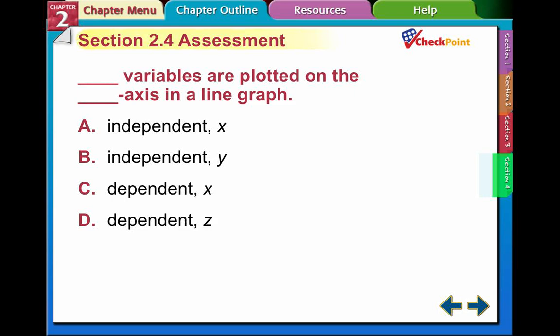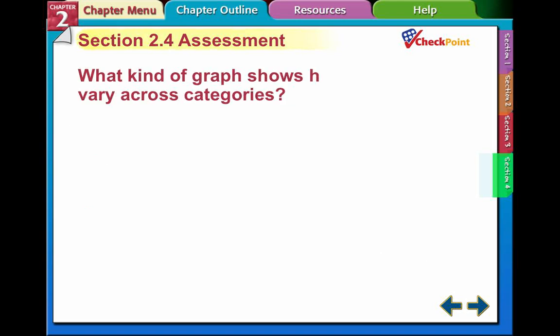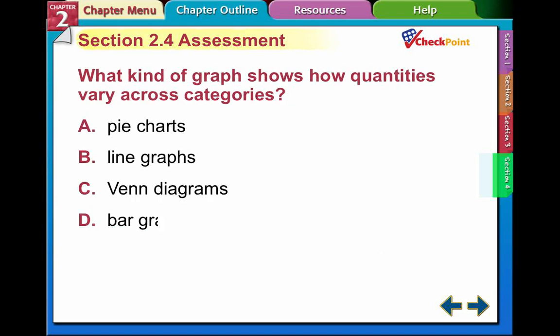Okay, blank variables are plotted on the blank axis in a line graph. What kind of graph shows the quantities that vary across categories?